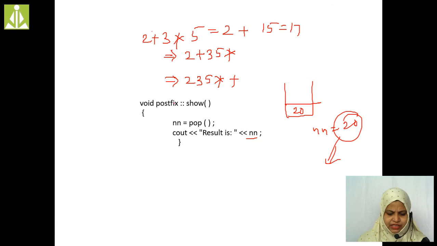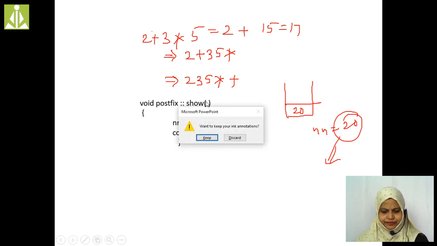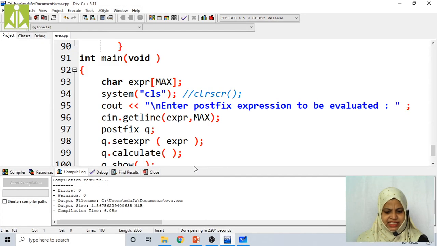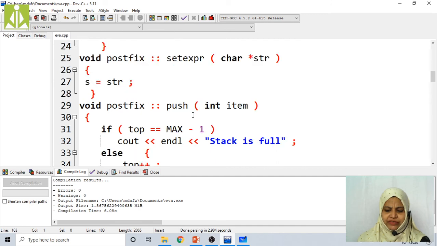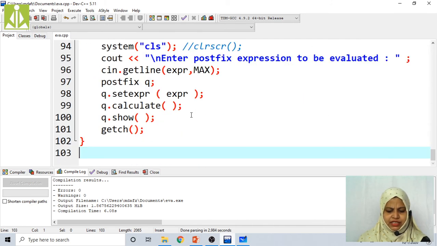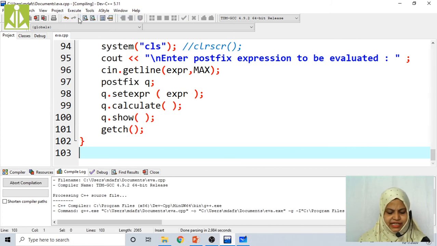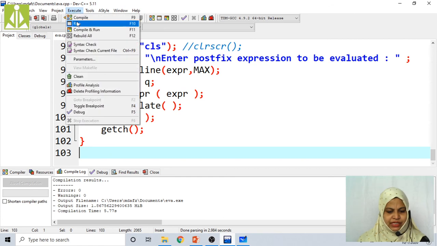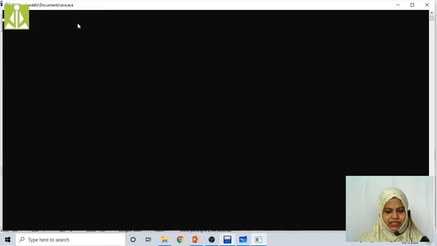It is very difficult to write the complete program here. In this case, that's the reason I just copied whatever is present in the PPT. Just compile the program. Are there any errors? Already I checked this one. There are no errors. Errors are 0. Warnings are 0. Now I am going to try to execute this one.